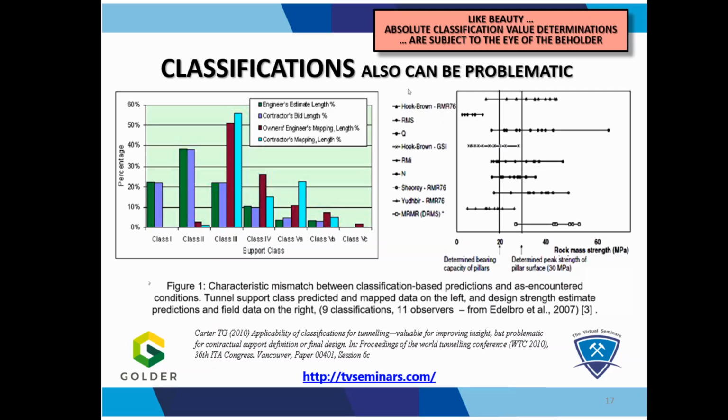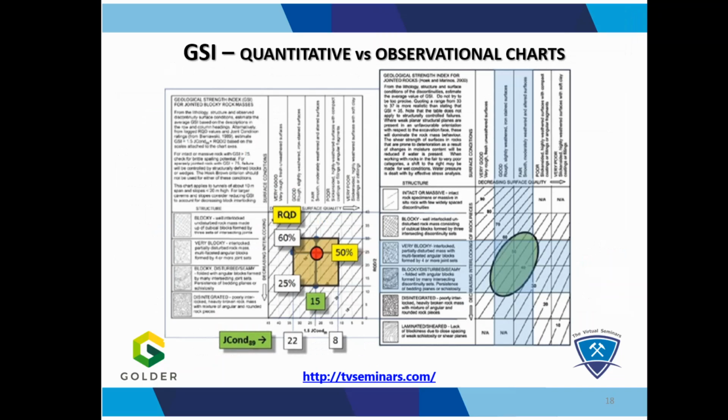The plot on the right is also very fascinating, because this shows some back analysis of underground pillars in a room and pillar mine, and you've got 9 different classifications, 11 observers, and you can see the pillar strengths are all over the shop. So rather like beauty, absolute classification values are subject to the eye of the beholder, and we need to be very, very careful that we will have mixed observations by different people. So quantification helps, and it should be used as a check on the observation and vice versa.